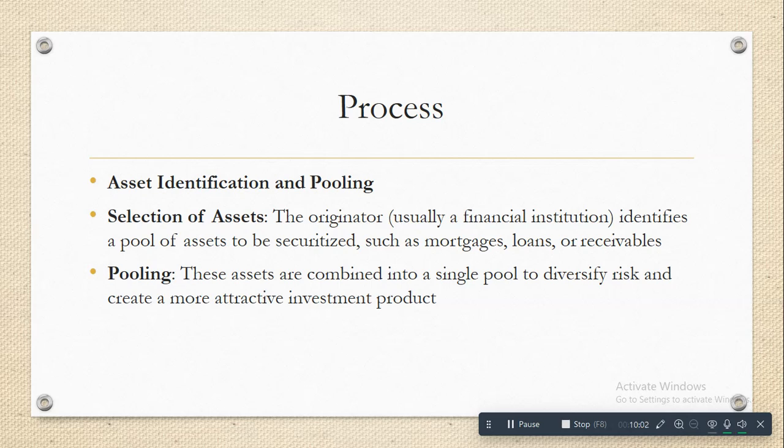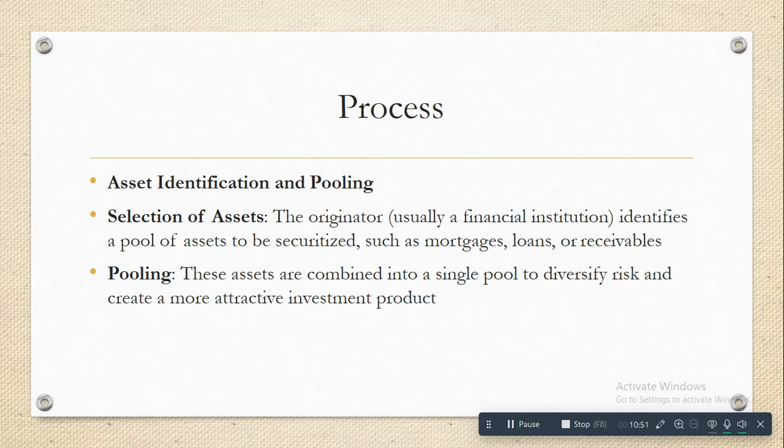Now, for example, there is a bank. So, a bank might have, say, a portfolio of 1,000 mortgages. So, this is an asset for the bank, and these mortgages also generate income in the way of interest and principal. So the first part of the securitization process is with the originator. We saw that pool of assets which are restructured into income generating securities. So selection of assets. We have selected, say, mortgages. Pooling. These assets are combined into a single pool to diversify risk and create a more attractive investment product.